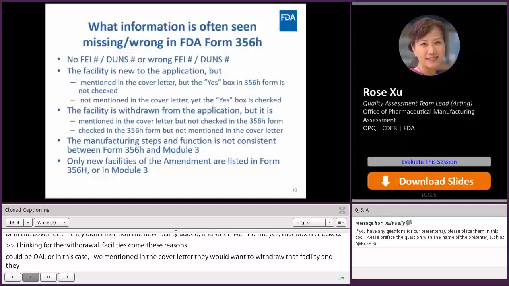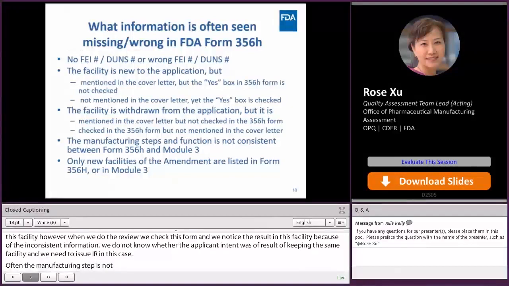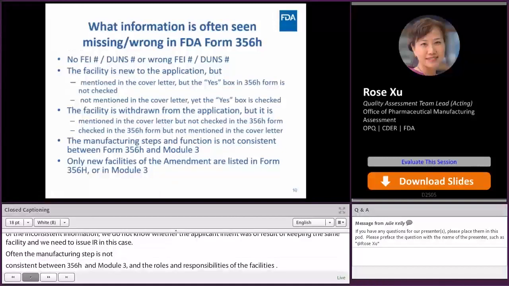The fourth one that we also see often is that the manufacturing step and the function is not consistent between Form 356H and Module 3, making it very confusing what exactly the roles and responsibilities of these facilities are. And also we see that in the amendment, especially when there's a new facility added, they only list that new facility in 356H or Module 3. They never list the current facilities anymore. That is not right. Since the amendment has not been approved yet, the applicant should list all the current ones, including the new ones, in 356H or in Module 3.